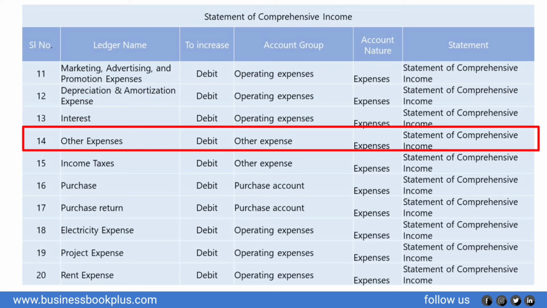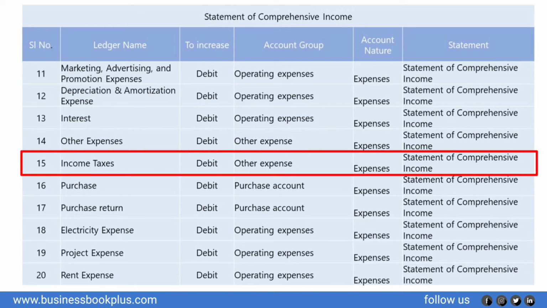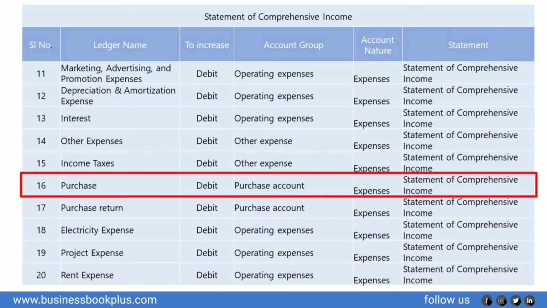Other expenses. Increase when debited. Account group other expenses. Account nature expenses. Affects the statement of comprehensive income. Income taxes. Increases when debited. Account group other expenses. Account nature expense. Affects the statement of comprehensive income. Purchase. Increases when debited. Account group purchase account. Account nature expense. Affects the statement of comprehensive income.